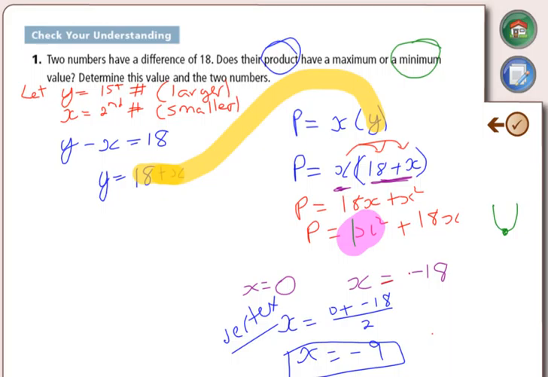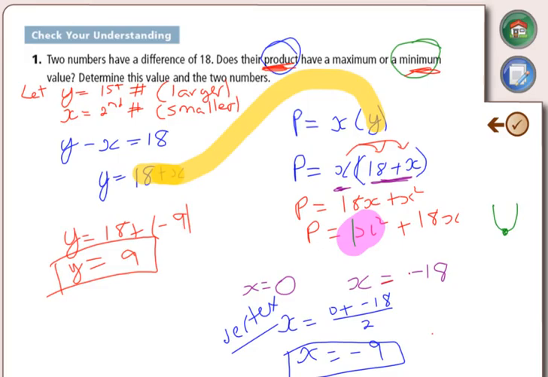We now need to go and find the value of y, the second or the larger number. So y equals 18 plus that negative 9 we just found, which is 18 minus 9. Oh, that's 9. So the larger number is positive 9. The smaller number is negative 9. And just for the fun of it, what is the value of the product, which is the minimum product possible? That's going to be 9 times the negative 9. So product is equal to 9 times negative 9, which is negative 81.